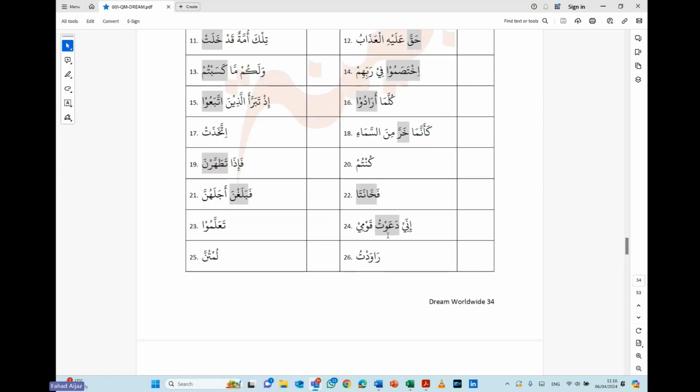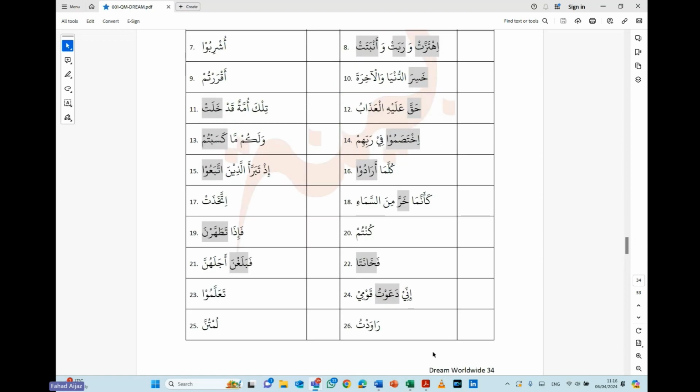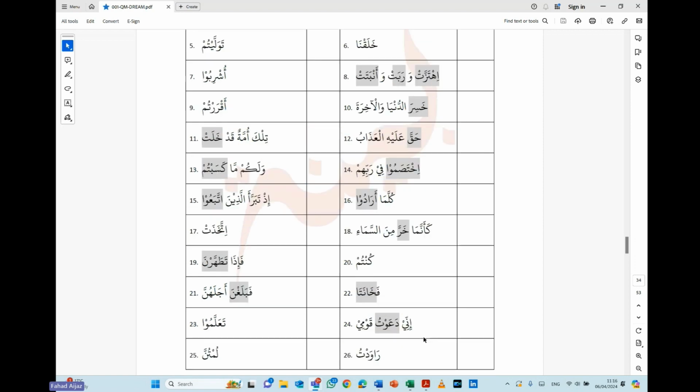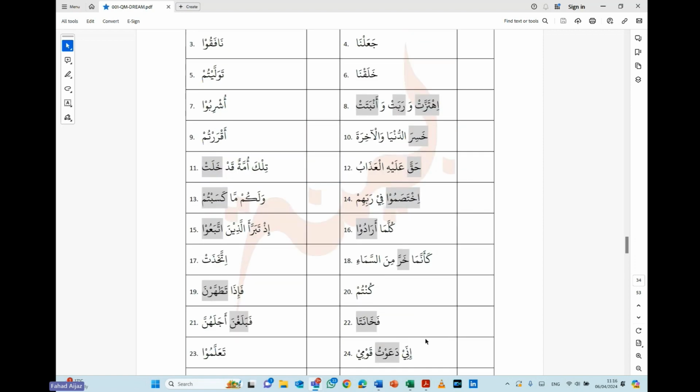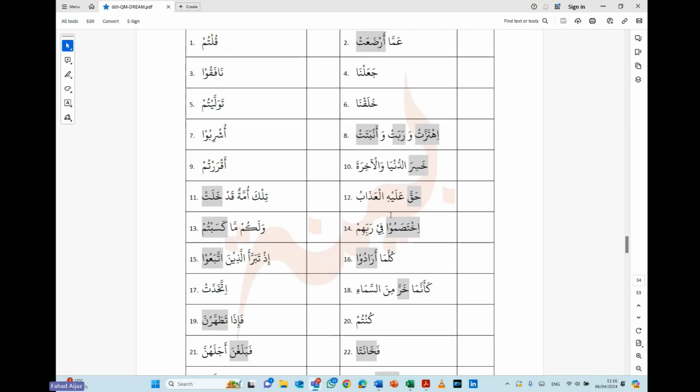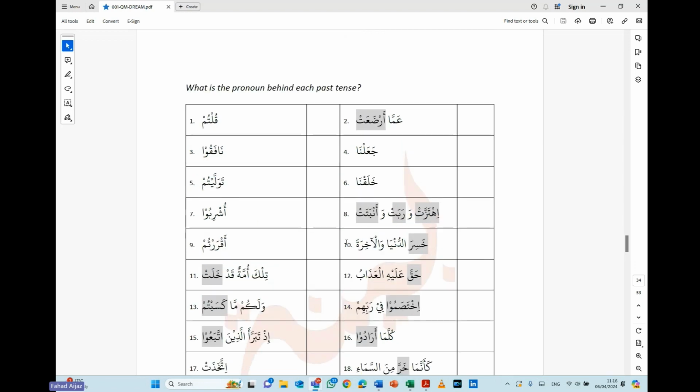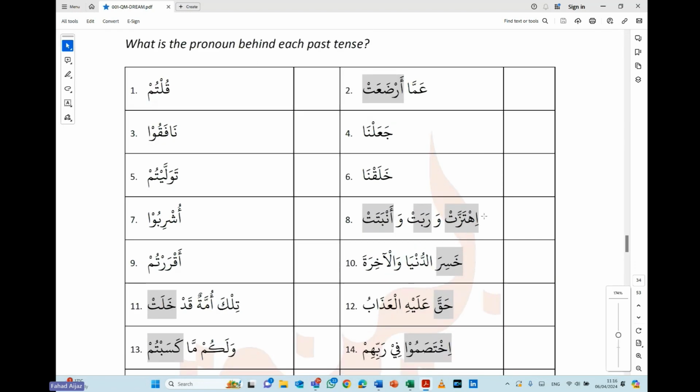Of course, as always, I'm not going to do all of it. I'm going to leave it for you to do, inshallah, so you get the most benefit out of it. But let's do a few. I want your help in this. What we are trying to do is identify which pronoun is inside these af'als or fi'ls. Let's try with the first one.